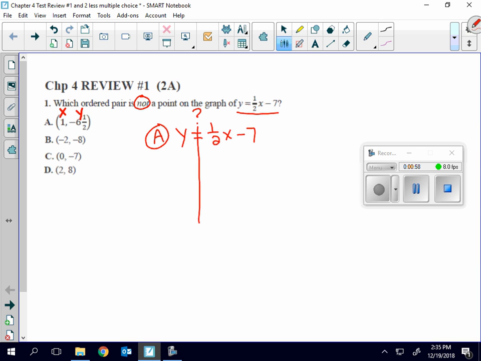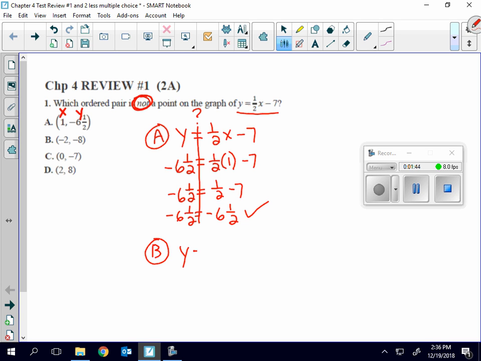So y in the first case for A is -6.5 equals 1/2 times x, which is a 1, minus 7. So this is -6.5. Does it equal 1/2 minus 7? Well, you can do that on your calculator. 1/2 minus 7 is -6.5. Okay, if you like to do it with decimals, you can go ahead and change it to -6.5. But you'll see that that makes this true. And we're looking for one that's not true, so it's not A. Let's check B.